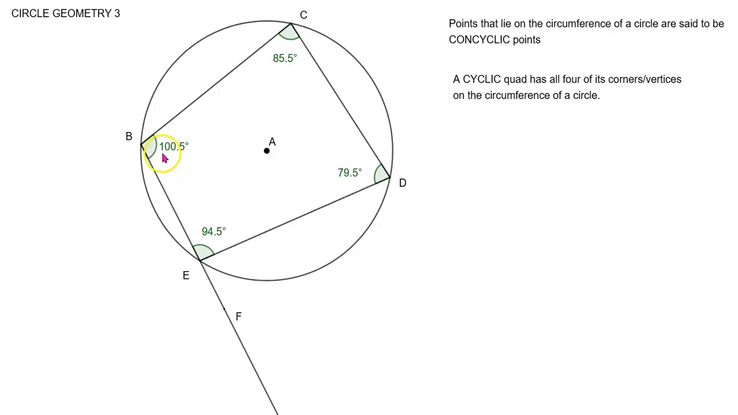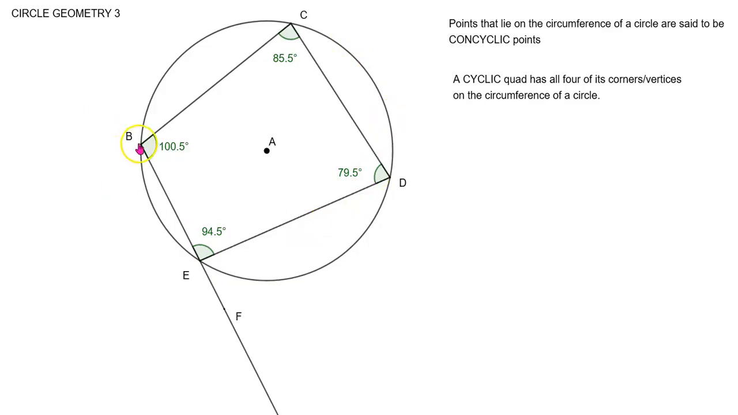Now, if we take a look at these 2 angles over here, the angle B and the angle D, and add them together, you're going to come up with 180 degrees. If we go and take these 2 angles, C and E, add them together, you're also going to come up with 180 degrees. So there seems to be something that's happening here, the fact that your opposite angles of the quadrilateral are going to be supplementary. They're going to add up to 180 degrees. Now, this doesn't always happen in quadrilaterals. It only happens in this case where we've got a cyclic quadrilateral.